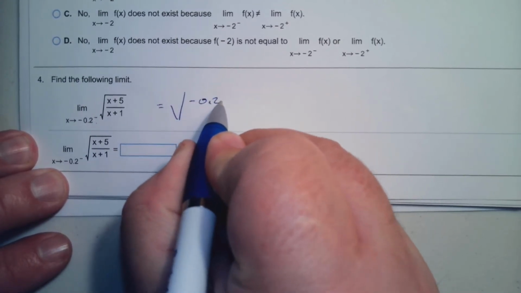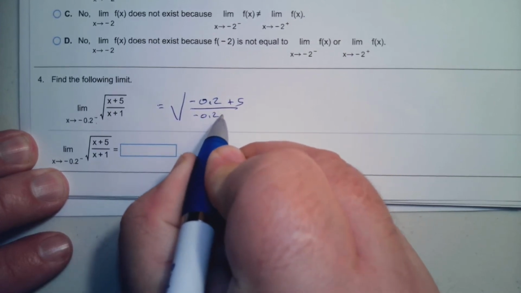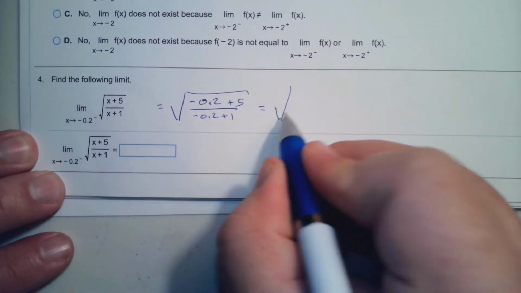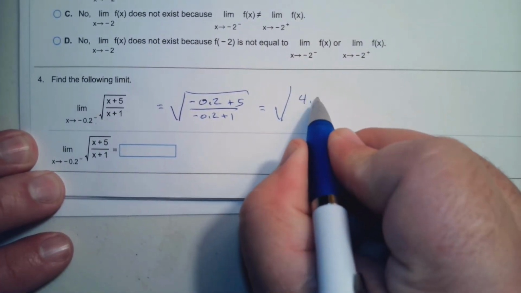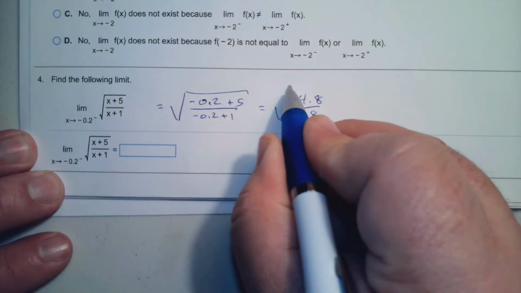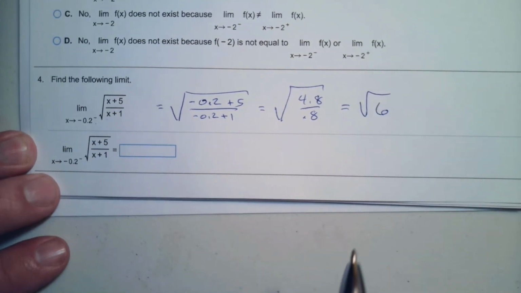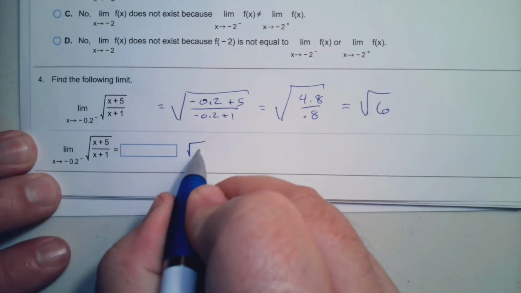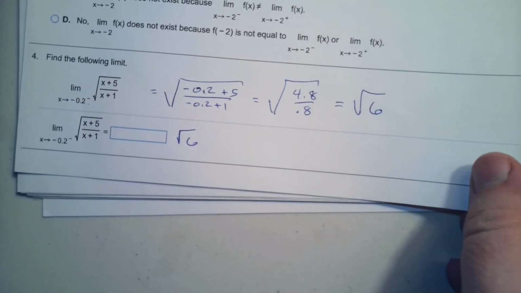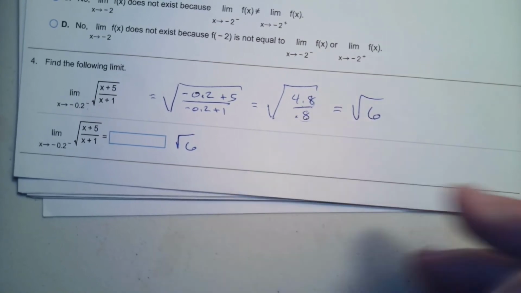Negative 0.2 plus 5, negative 0.2 plus 1. So it's 4.8 over 0.8, which is square root of 6. Because move the decimal out, 8 goes into 48 6 times.